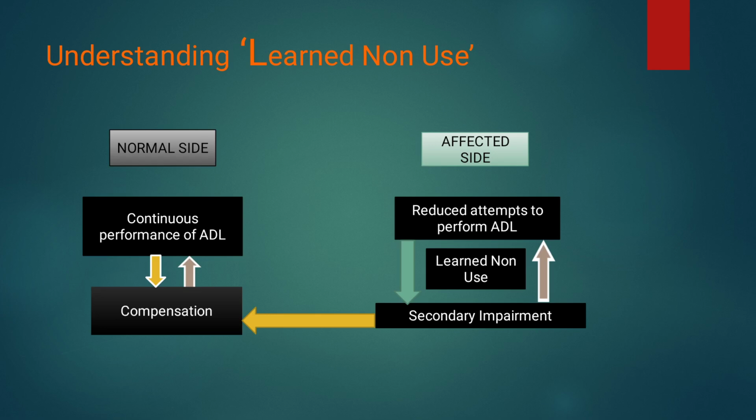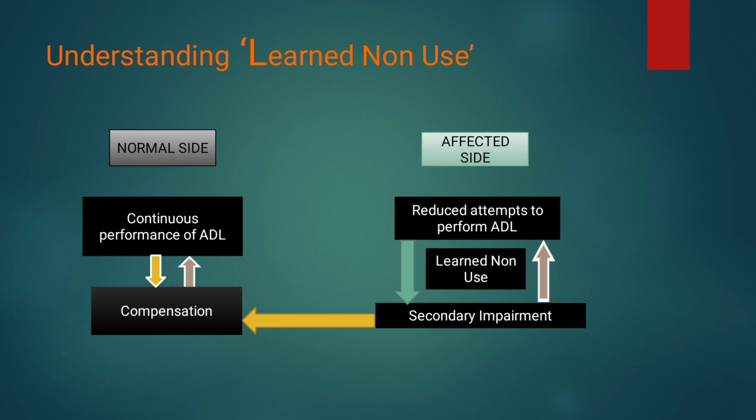He starts compensating by using the other hand, the normal hand, in order to perform. Let me give you one example here. When we are dressing and putting on a button, we normally do it with both hands, and that's the normal way of doing it. But when a patient attempts, he completes the whole activity with one hand, and that is his normal side.